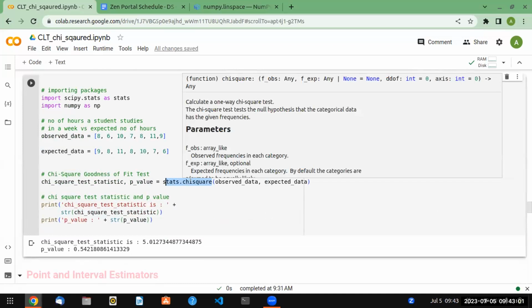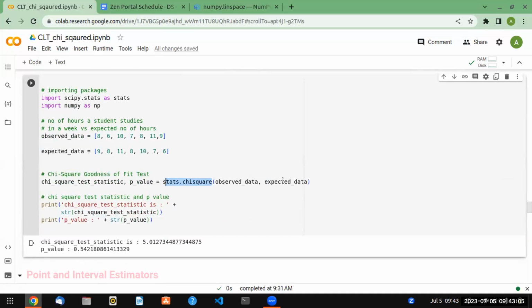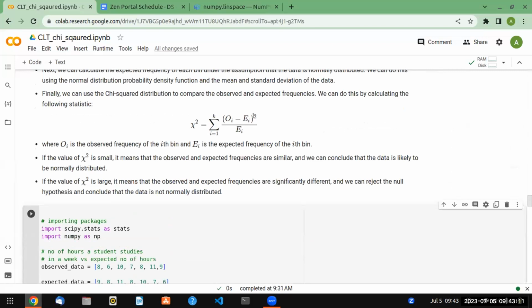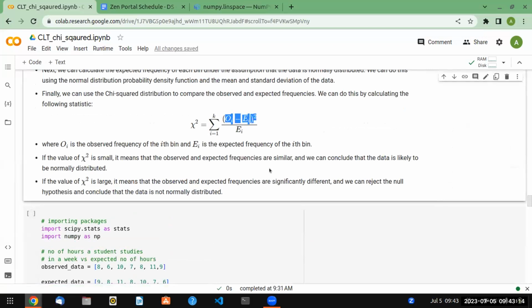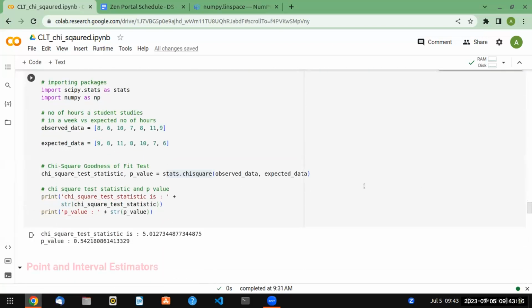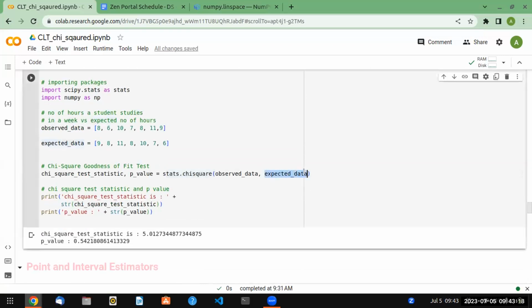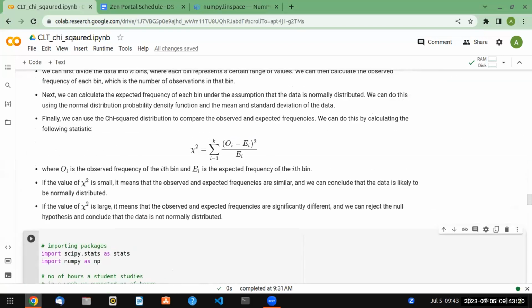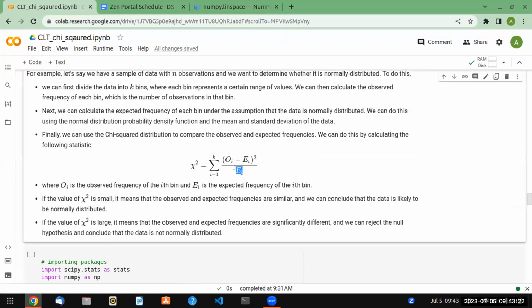Okay, in this function you just need to pass two parameters. One is observed data, one is expected data. If I change the order, maybe the numerator won't change, but whatever second parameter we are passing is considered as our expected data, right? And that will be divided at the last. So changing the order will impact your decision, right?